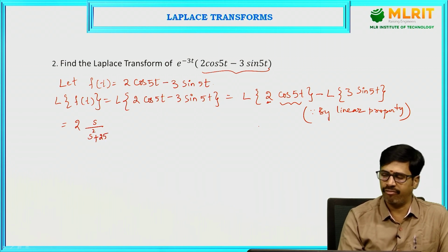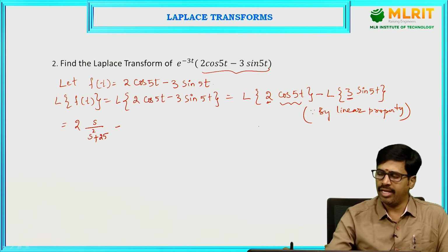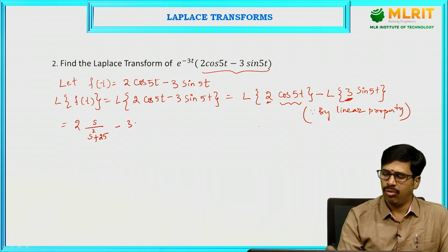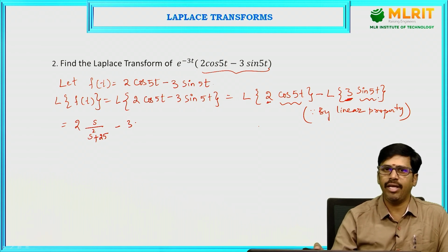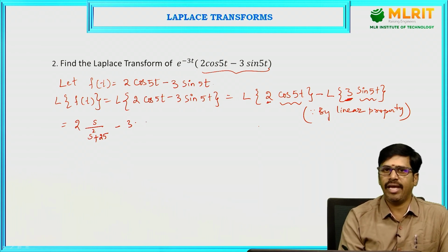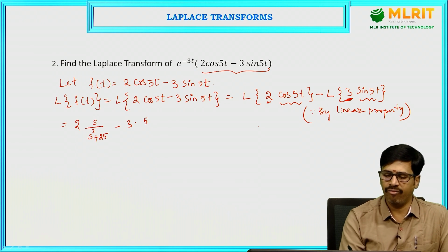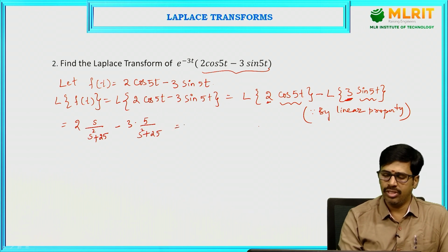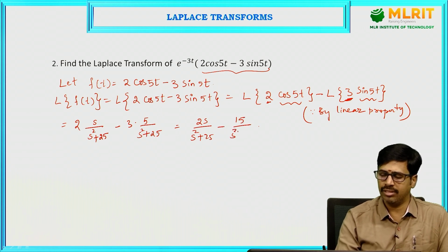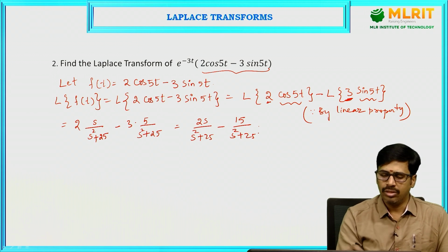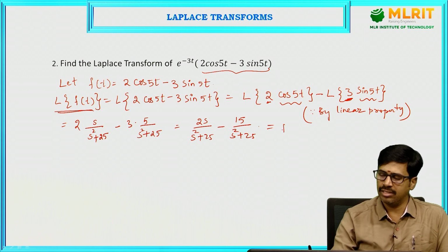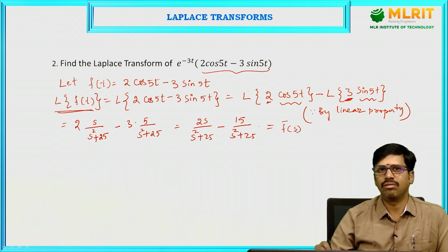So, 5 square, that is 25, minus. Here 3 is a constant, let us take it outside. What is the Laplace transform of sin 5t? That is a by s square plus a square. Here a means what? 5. 5 by s square plus 5 square. So, this is 2s by s square plus 25 minus 3 into 5, that is 15, by s square plus 25. This is Laplace of f of t. So, I am considering this as f bar of s, right.